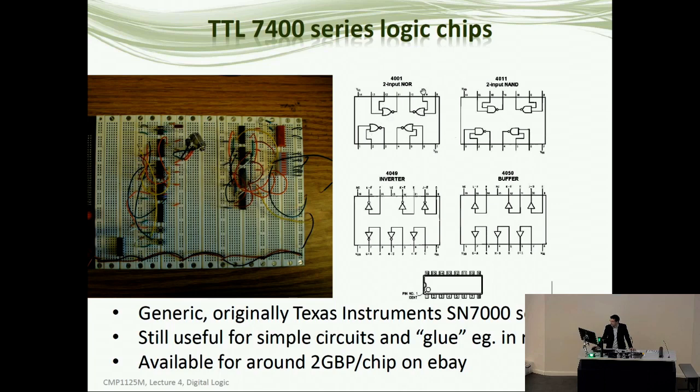So these are the pins of the chip. We've got 14 pins. Some are inputs, some are outputs, and you've got four logic gates sitting in there. Well, you can get one with a bunch of NOT gates, or you can get one with a bunch of NAND gates. You could build a whole computer out of these chips. You'd need quite a lot of them.